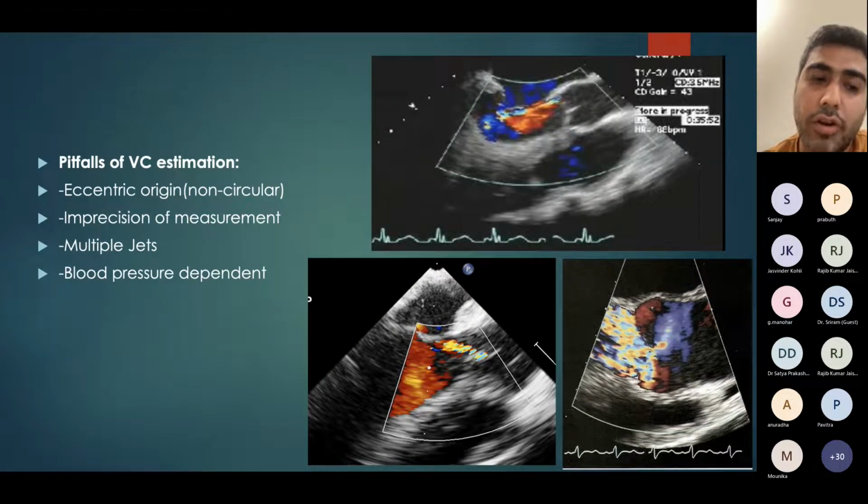It may be inaccurate or difficult to determine, then there is imprecision, inter-individual variation, and if there are multiple jets, then it becomes difficult to determine the severity, and then it's blood pressure dependent. It may vary with the changes in blood pressure and afterload.